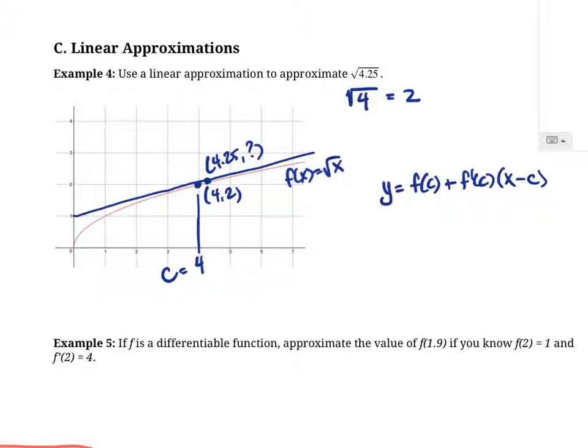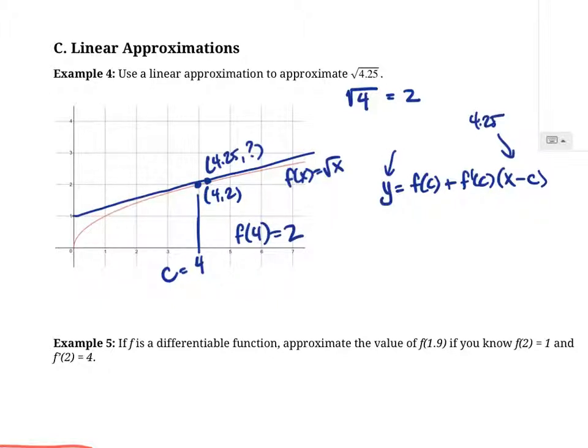What's f at c? Well, we know f at 4 is just equal to 2, right? That's the point that we know the value of. Then we want to find this new x value. So our x value that we're trying to find is 4.25, right? That's the value with the unknown y coordinate that goes along with it, right? That's what we're trying to find.